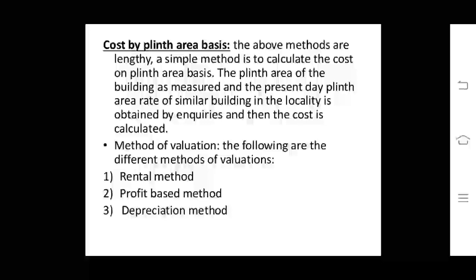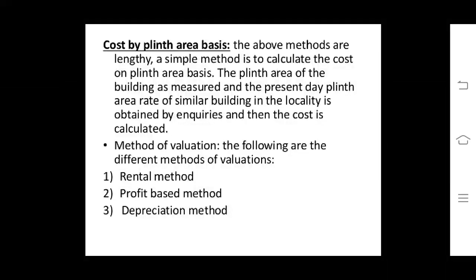Cost by plinth area basis. The above methods are lengthy. For that, a simple method to calculate the cost of property is on the basis of plinth area method. The plinth area of the building is measured and the present day plinth area rate of similar building in the locality is obtained by inquiries, and then the cost is calculated.